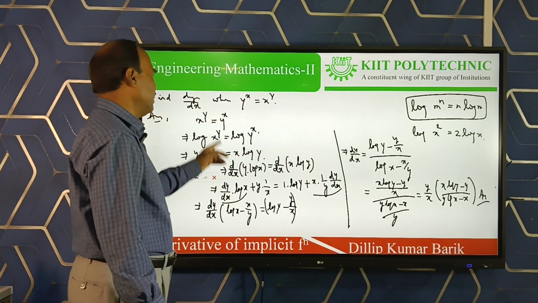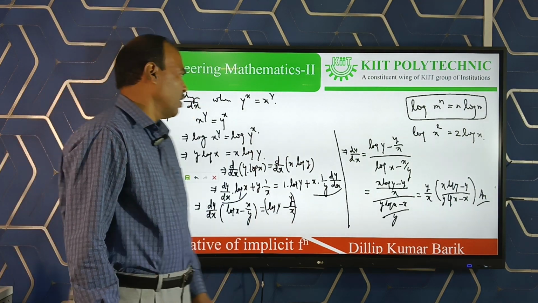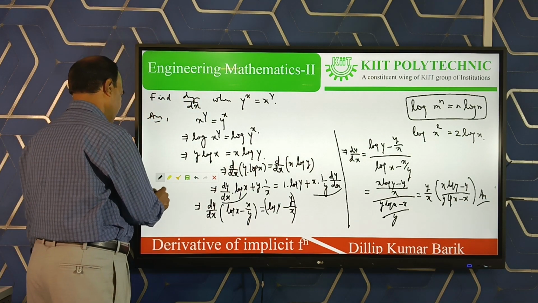So clear? This is related to logarithm-based implicit functions. Consider another example.